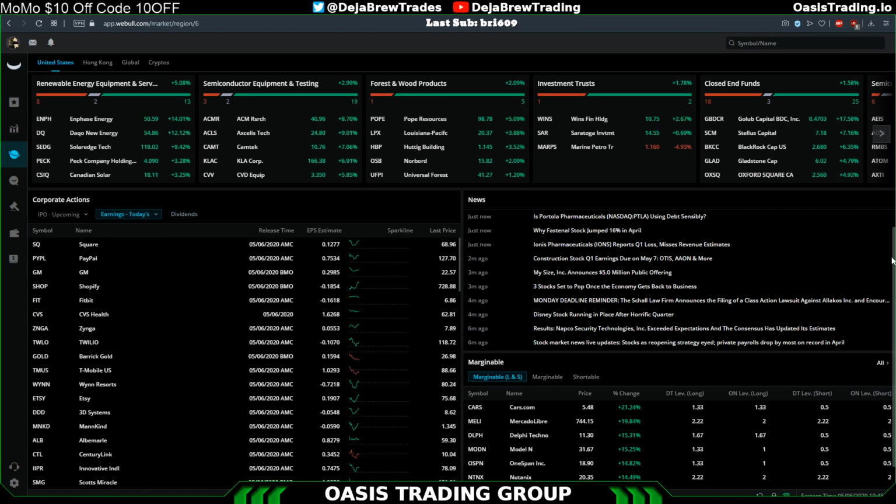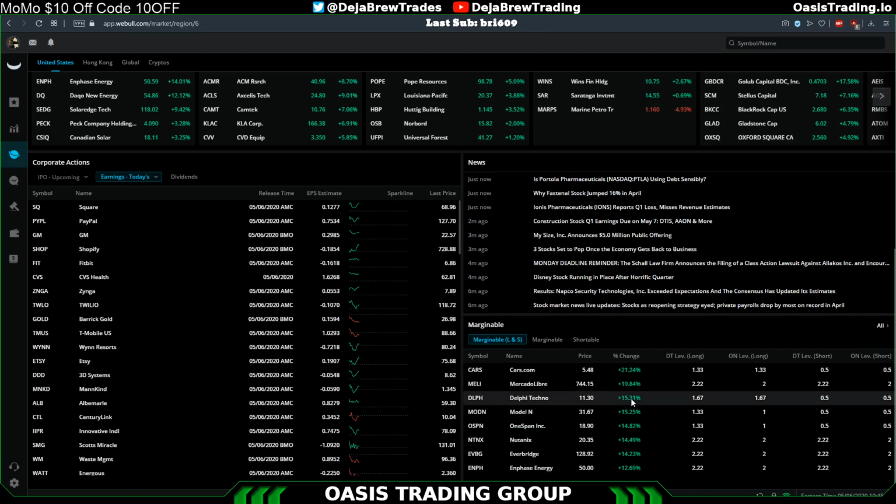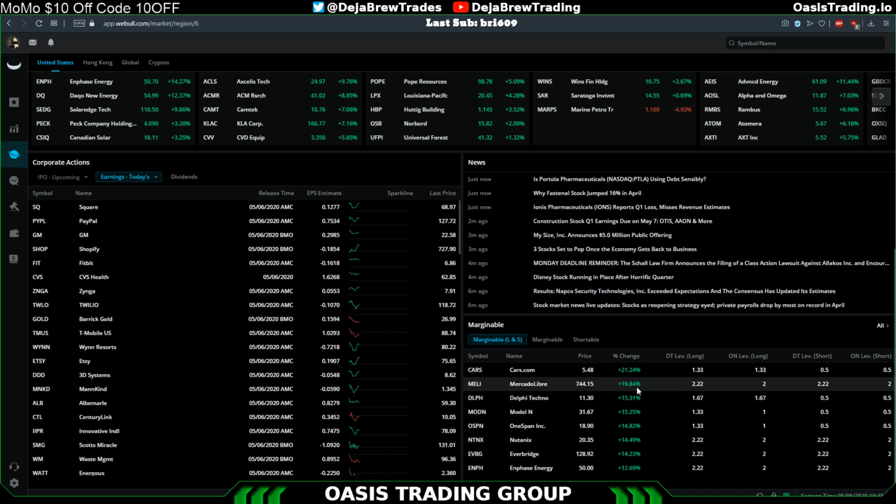And then on the final window here, the marginable, this is going to tell you what is marginable on longs and shorts. So you can take shorts, you can take leverage. These are the stocks that you can buy with leverage or you can short sell.